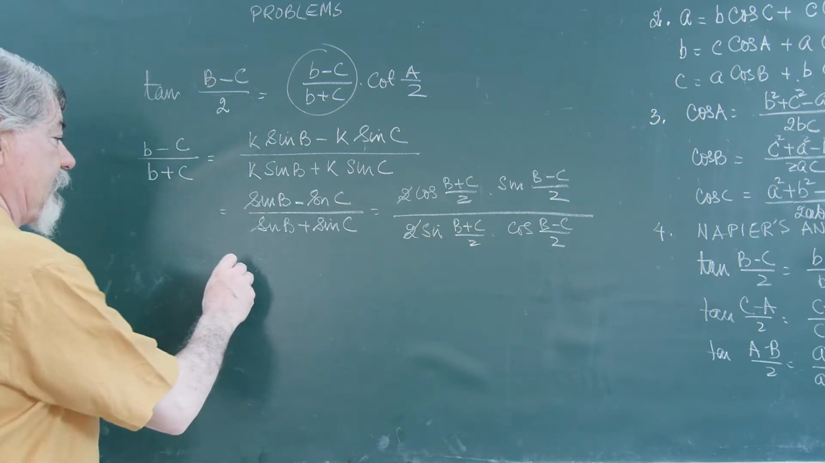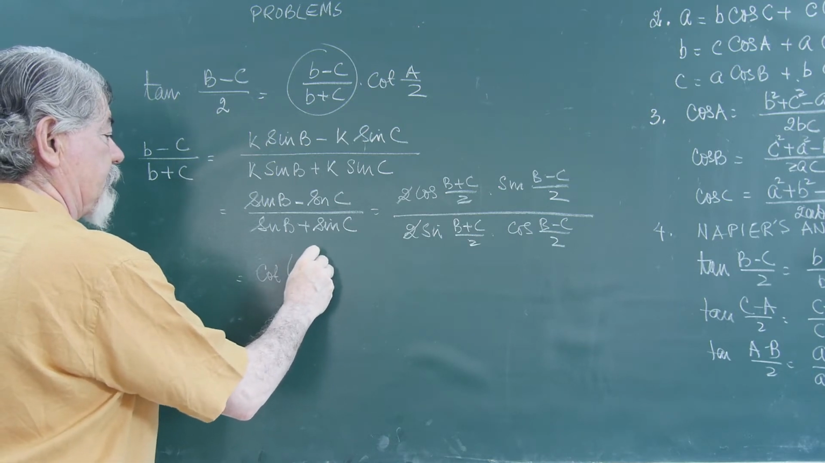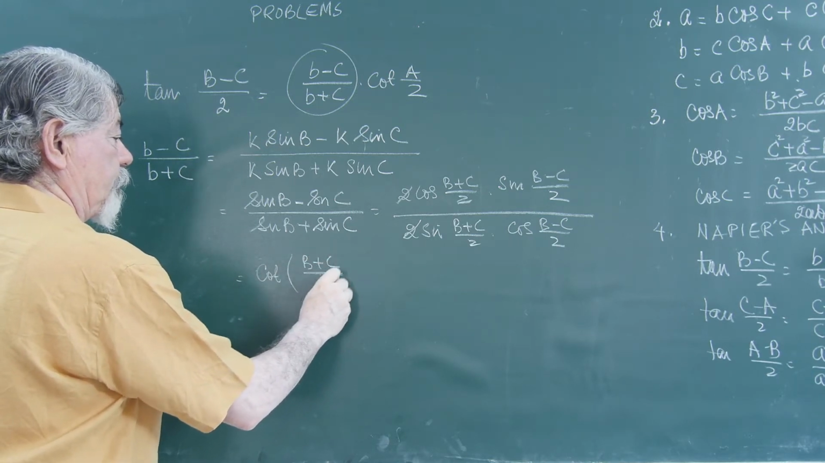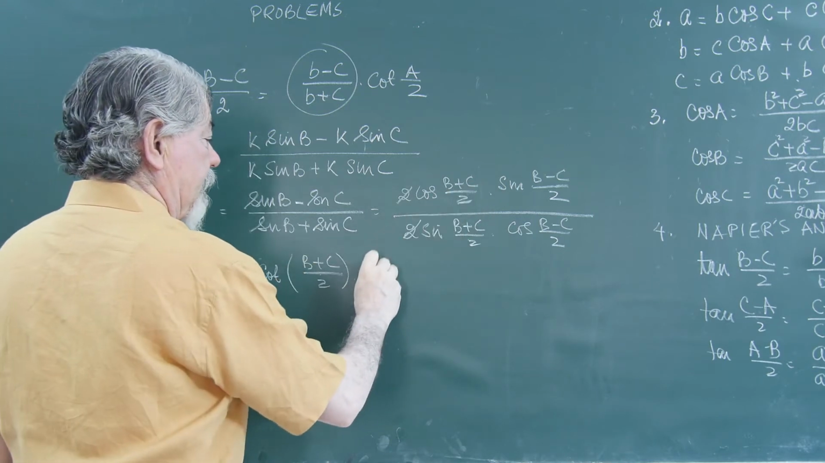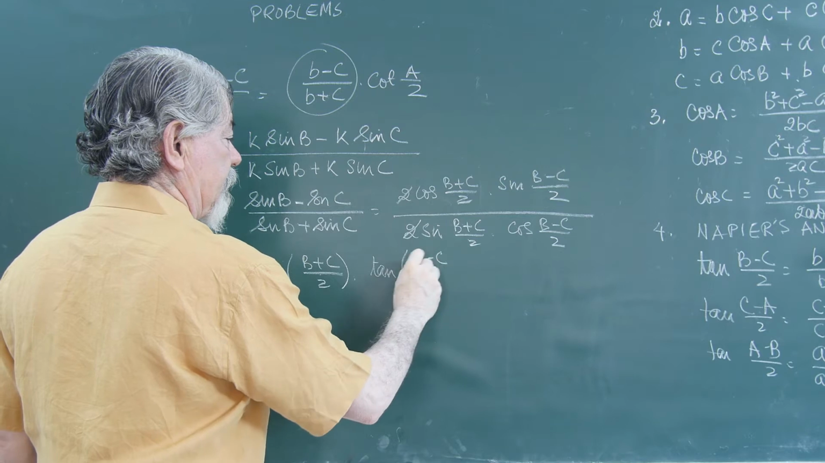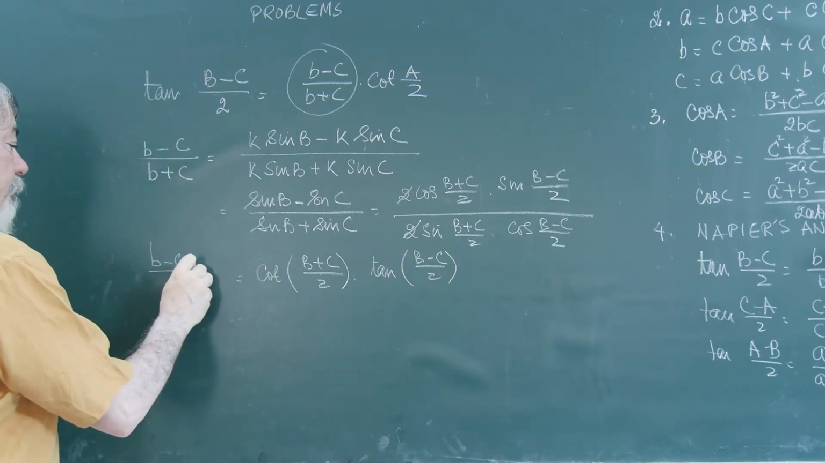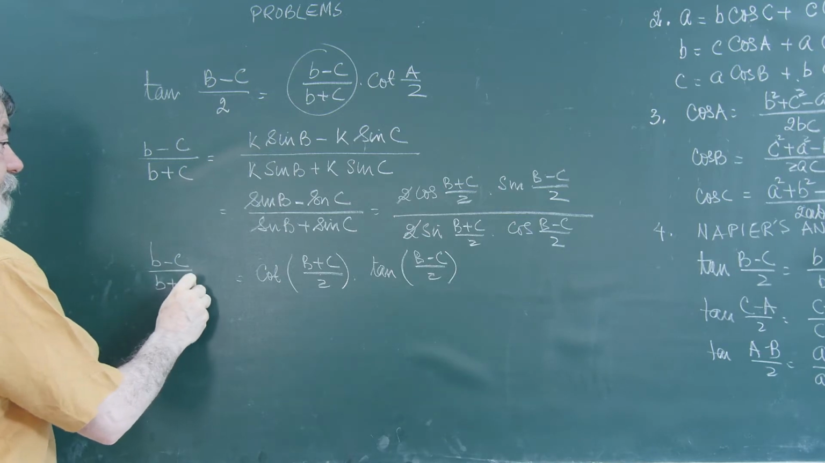Cos upon sine is cot theta. So it will become cot((B plus C) upon 2). Here it will be tan((B minus C) upon 2). So tan((B minus C) upon 2) is equal to (b minus c) upon (b plus c) into cot((B plus C) upon 2).